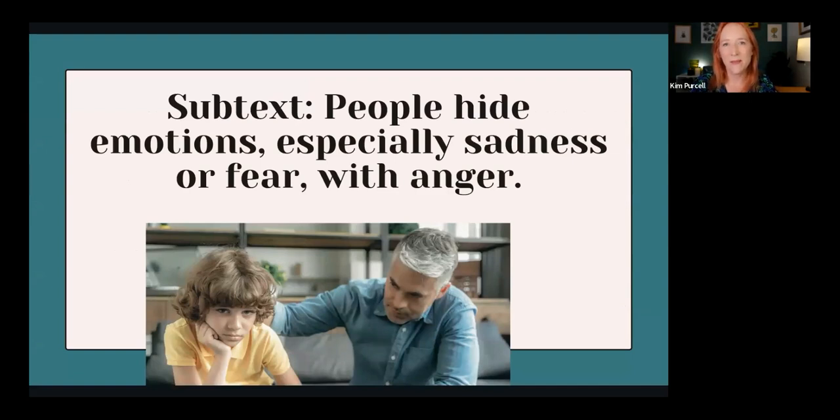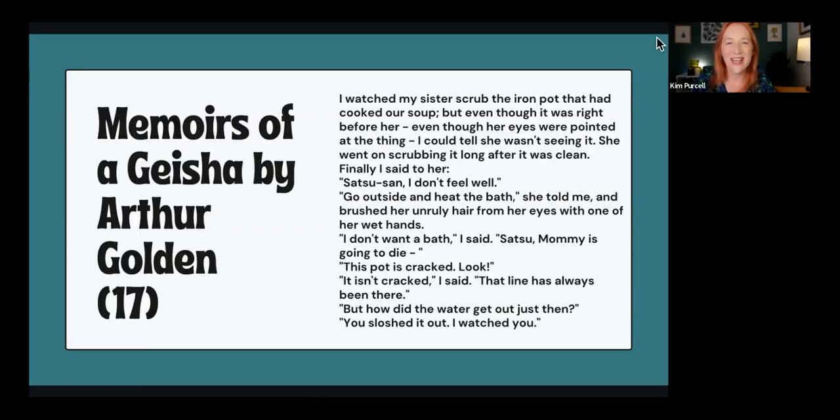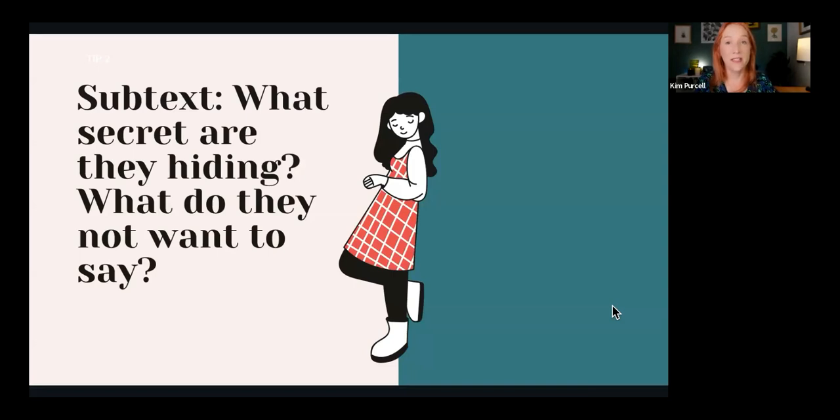Another example of subtext is when people hide their emotions. Maybe they feel sad or fearful, but they hide it with anger. And now you can read this in Memoirs of a Geisha by Arthur Golden. Pause me now. For all of the characters, it's good to look at the subtext. Think about all the characters, not just your main character. What secret are they hiding? What do they not want to say? Look at everybody in your scene, and that dialogue will really come alive.